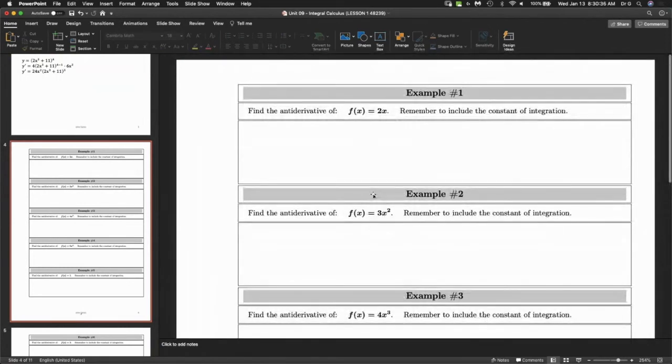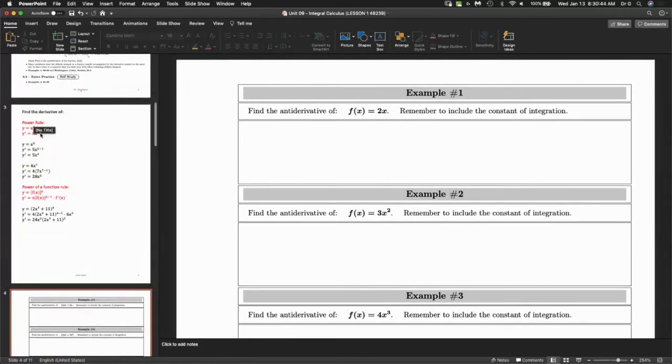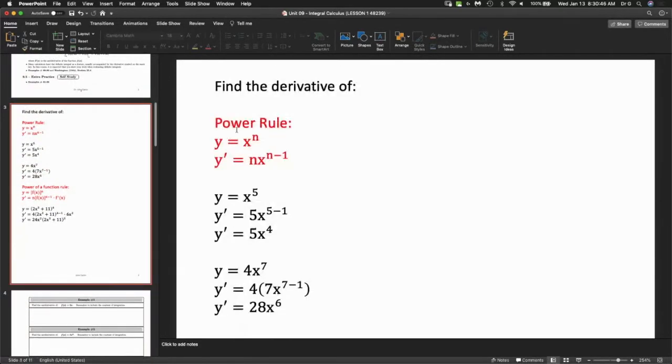So here's your lesson. Here we go. Example 1. So I want you to think about what we did last semester. I want you to think about the power rule. So the thing over here in red, let me just magnify that a lot.